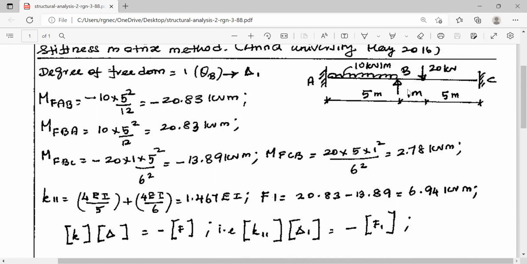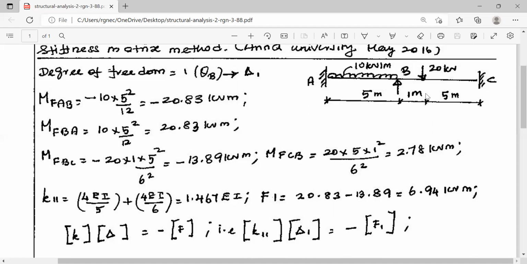Now, what is the net fixed end moment at B? We have two fixed end moments at B. One is FBA, one is FBC. The algebraic sum of these two is 6.94 kilonewton meter. This is the moment.